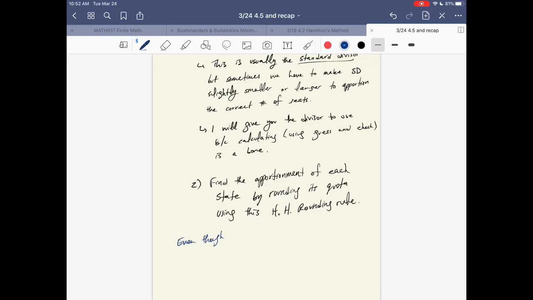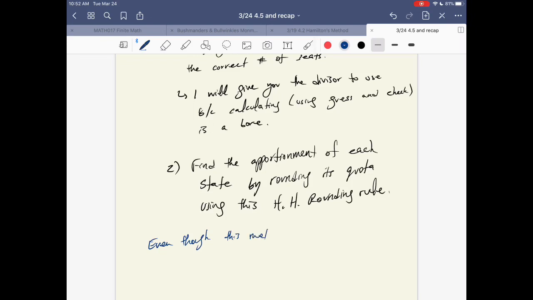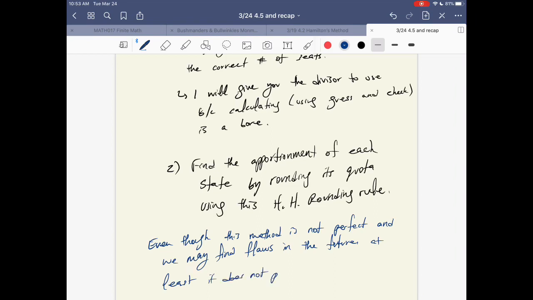Even though this method is not perfect, and we may find flaws in the future, it is better. So at least it does not produce paradoxes like Hamilton's. Okay, so let's just do a quick example, and then I'll leave you to it.